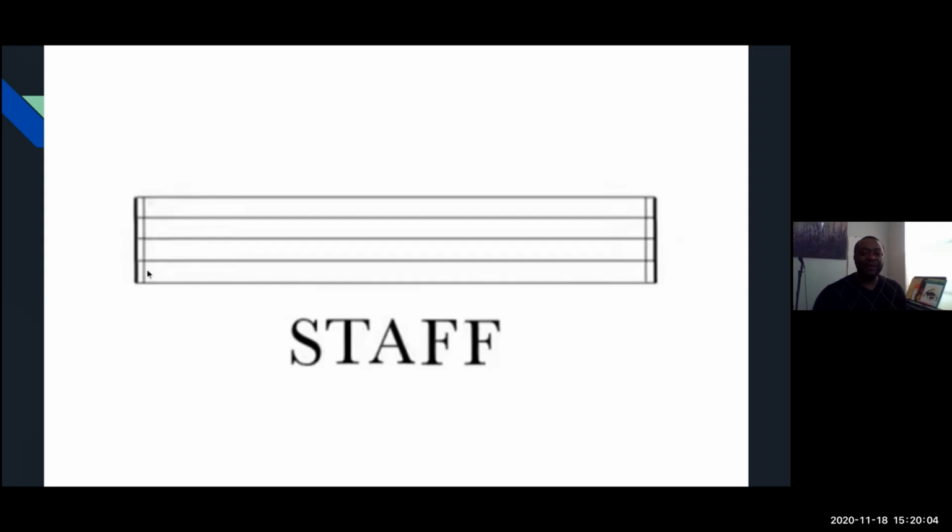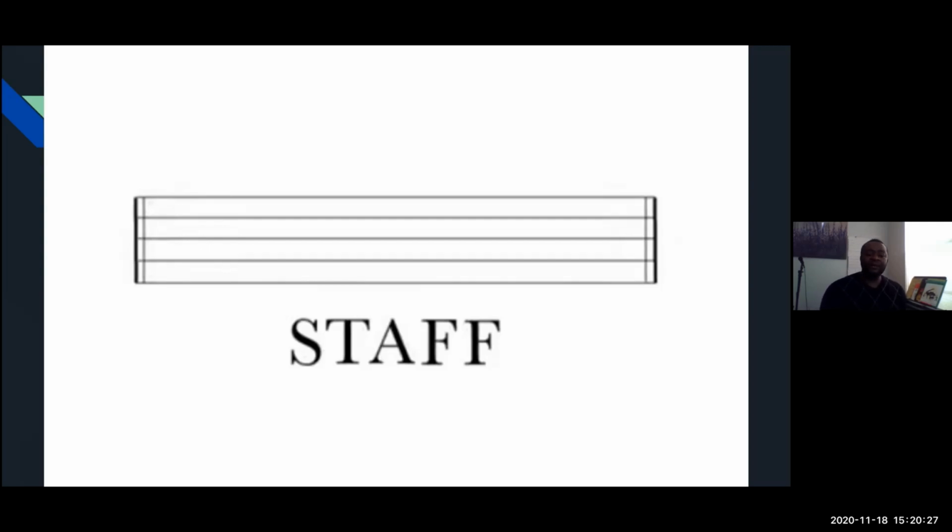So you have your first space, which is the bottom one, the second space right above that, the third space above that one, and the fourth space, which is the top space, okay? Now, like I said before, when you just have these 5 lines and 4 spaces, you don't know what any of those lines or those spaces are.